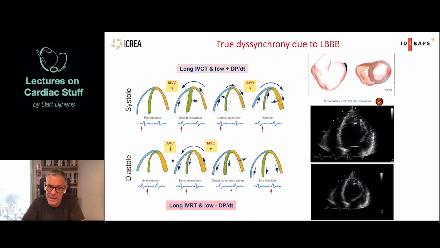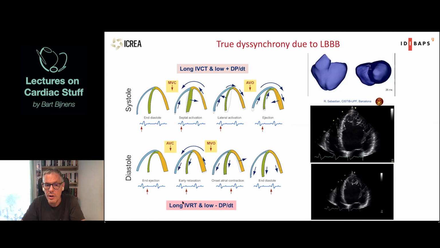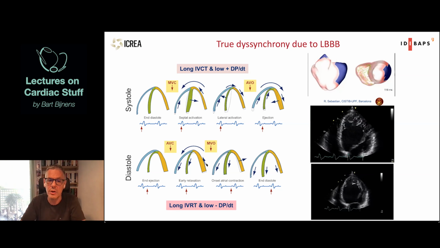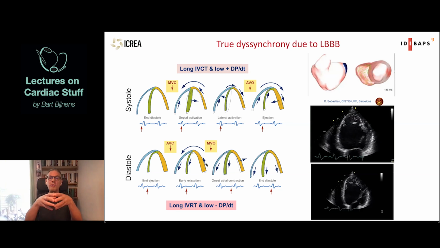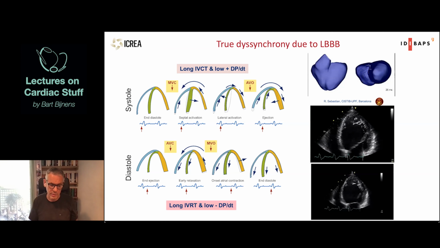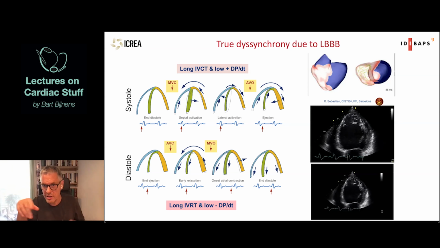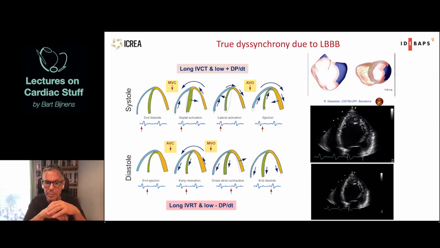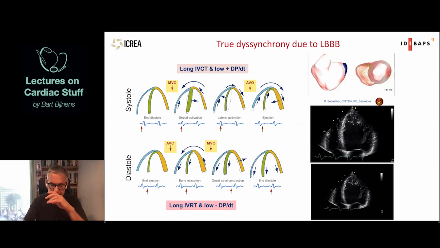And then, as I said before, you have a very long isovolumic relaxation time because of the interaction between the two, which means also that the negative dP/dt, so the relaxation, and we come back to that when we talk about diastolic function, the time constant at which the pressure will drop is also much, much slower.